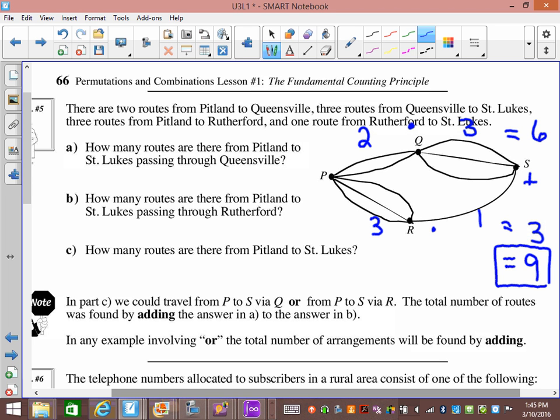Keep in mind, if you multiply those 2 numbers, you're saying that you're taking every single path. You yourself, in your vehicle, have to take every single path to get to S. That is bad news bears.